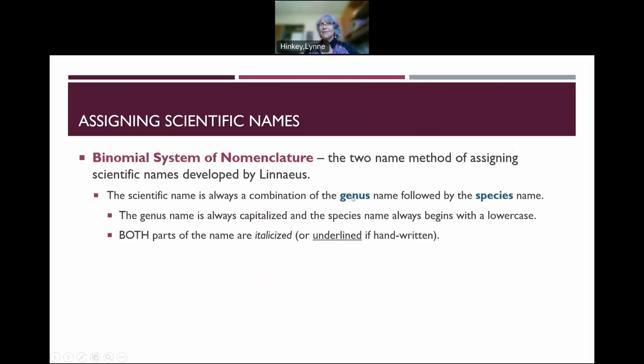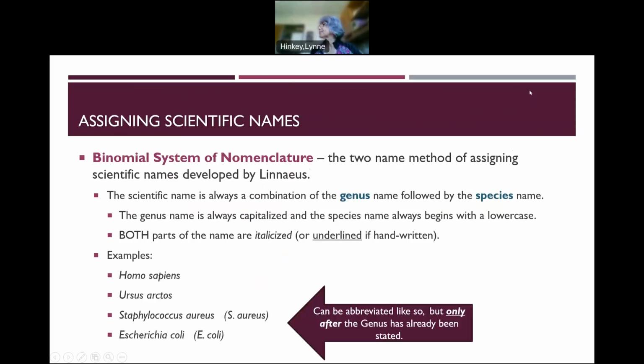We're in college, we all have typewriters and word processors, so it's expected that everything that you submit will be produced on a word processor or on a computer, not handwriting. So you should be able to italicize everything. So some examples of how to properly write the genus and species name.